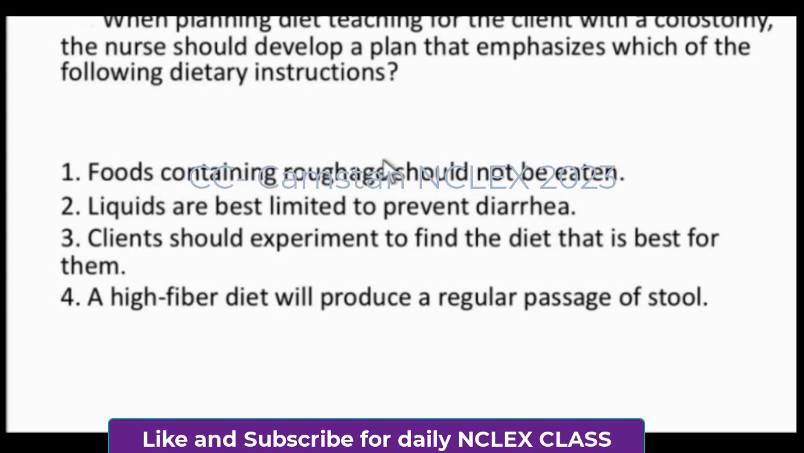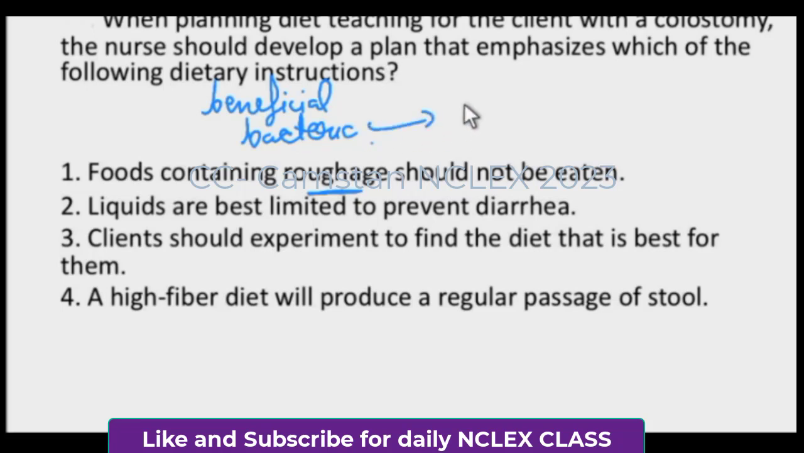Foods containing roughage should not be eaten. Well, roughage is considered an important source for beneficial bacteria. We are talking about beneficial bacteria. So complete restriction is not required. So this option is wrong.